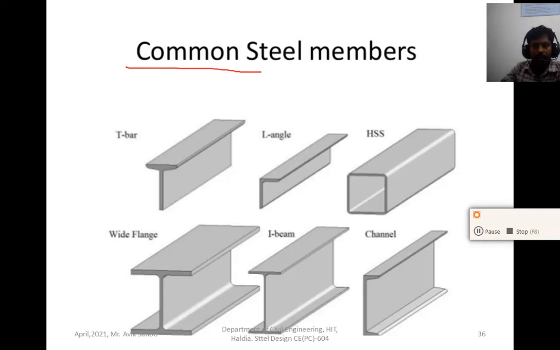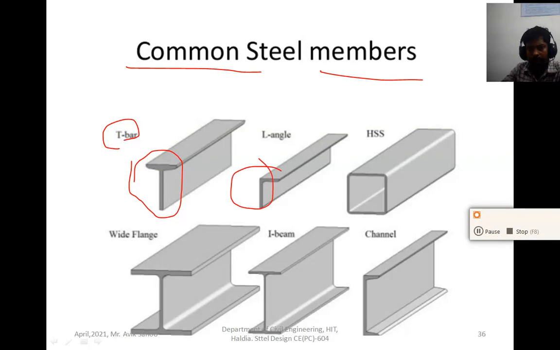You see that these are the common steel members, like T-bars. You see the shape of the T-bars, then the L angle shape, the bar, then the hollow sections, hollow square or rectangular, then this one is the I section, this is a wide flange section, and this is a channel section.